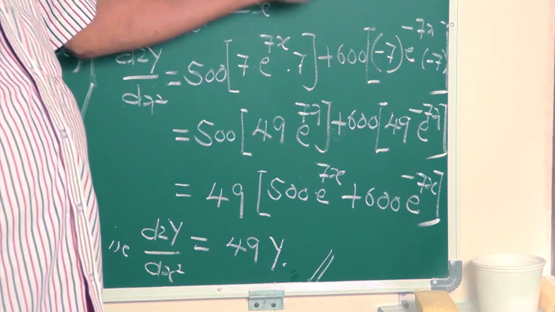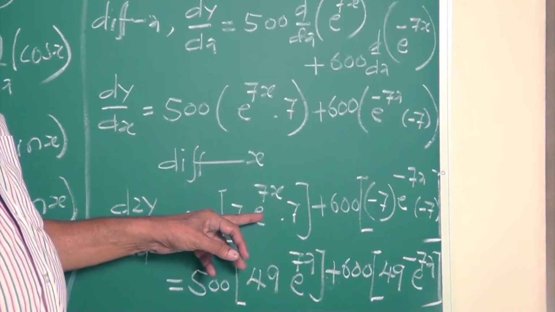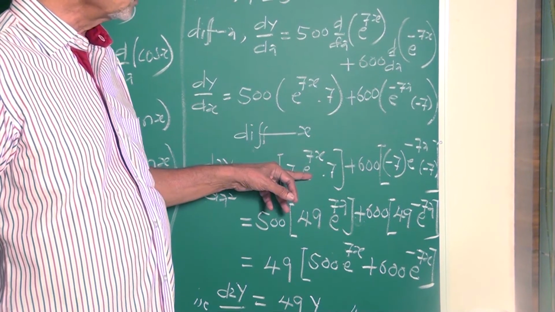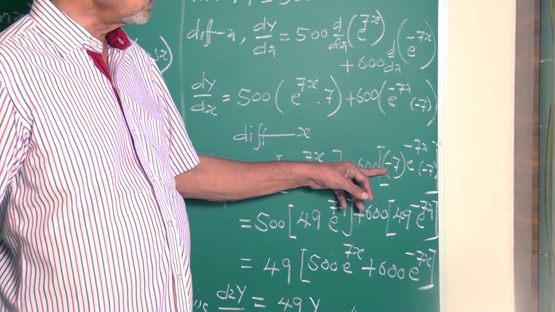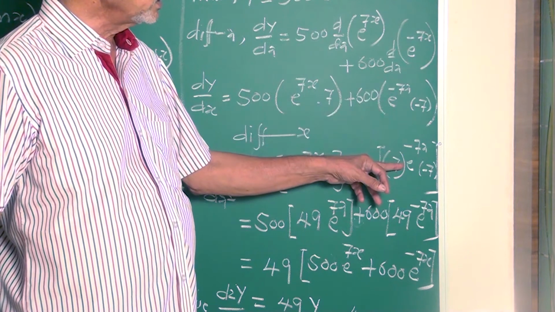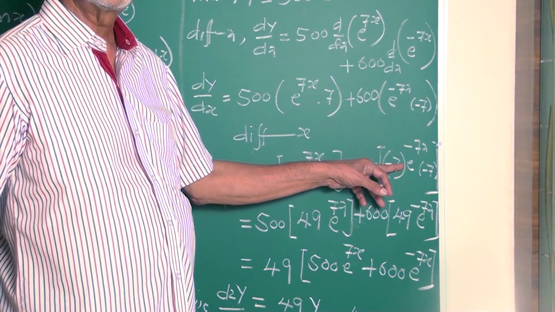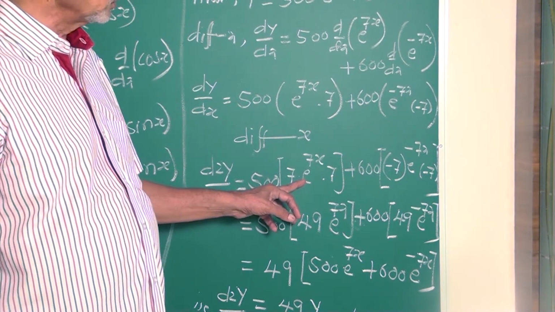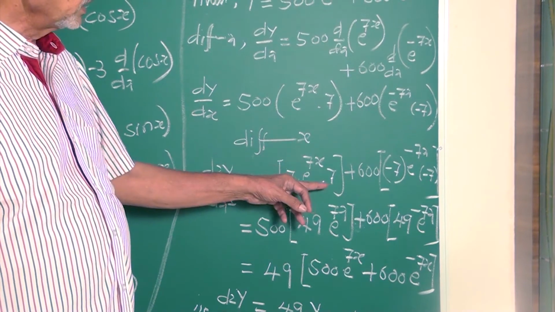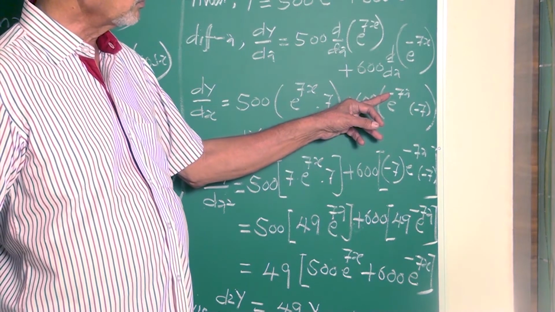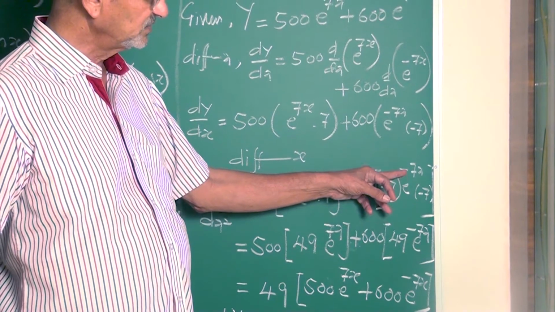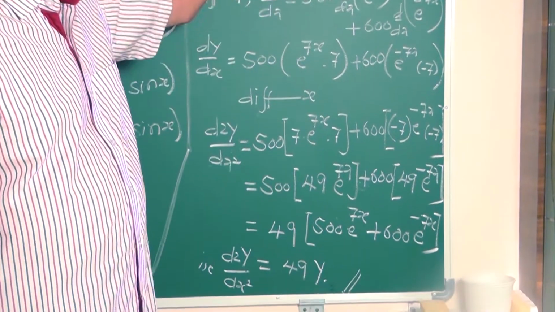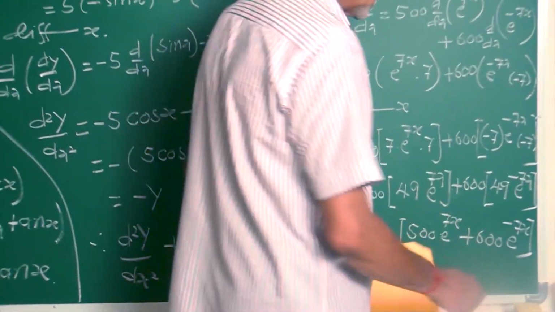My friends, if you want, here you can write 7 into derivative of e to the power 7x, 600 into minus 7 into derivative of e to the power minus 7x. If you want that supportive step, you increase this by another step. Then you write its derivative: derivative of 7x into 7, derivative of e to the power minus 7x is the same with minus 7. 49 common. Yes, my friends.